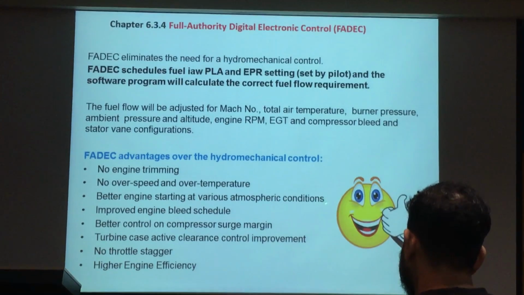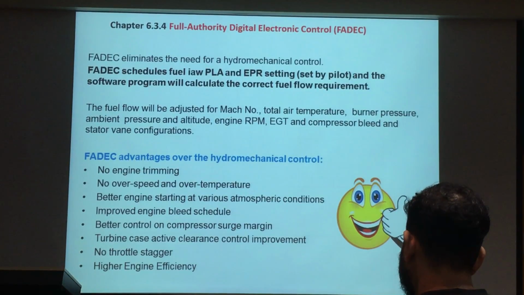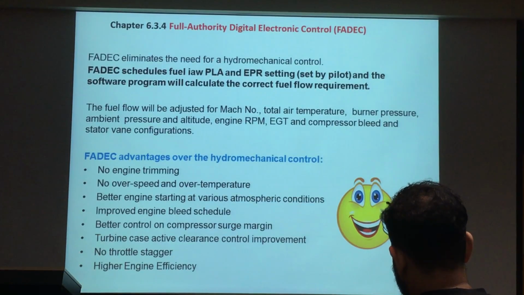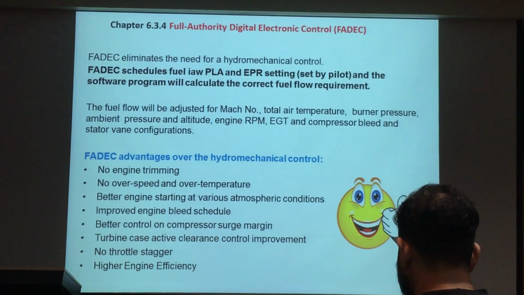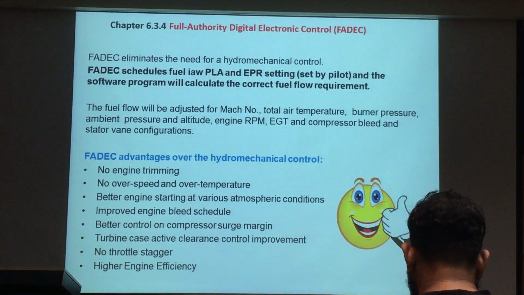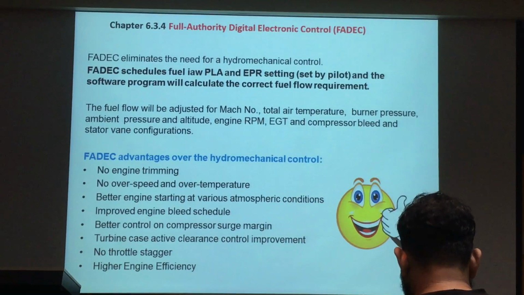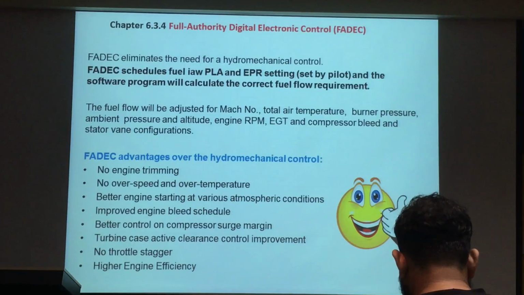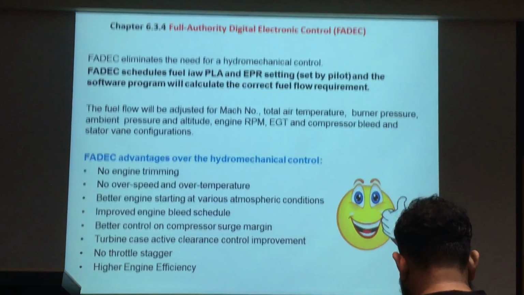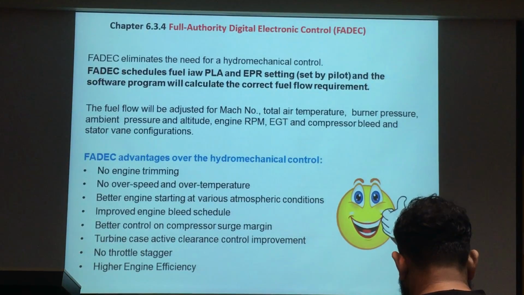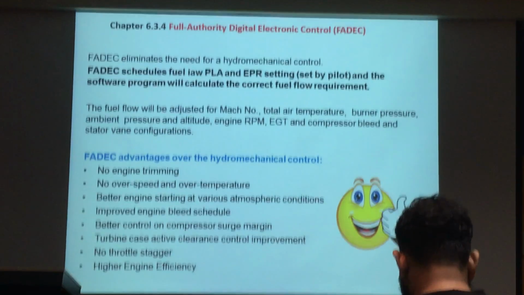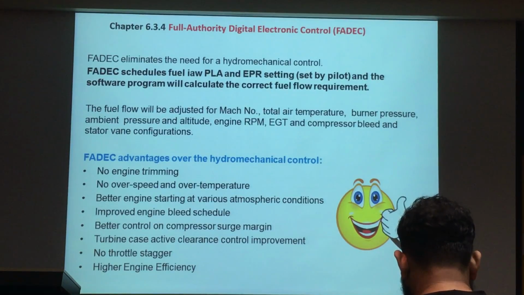Better engine starting at various atmospheric conditions. Remember your engine start schedule: you have to control the start bleed valve and control your temperature. When the temperature is low, you need to increase more fuel. Last time you had to do manual trim. Anybody have a grandfather driving a car with a carburetor? Every morning the engine cannot start, you have to put the choke. The choke gives the engine a richer mixture, so the engine can start better. All these things can be controlled automatically by your FADEC. During winter season, your start sequence is different; in summer season, the start sequence is also different. All taken care of by FADEC, instead of the engineer adjusting it before engine start. To save all the trouble.